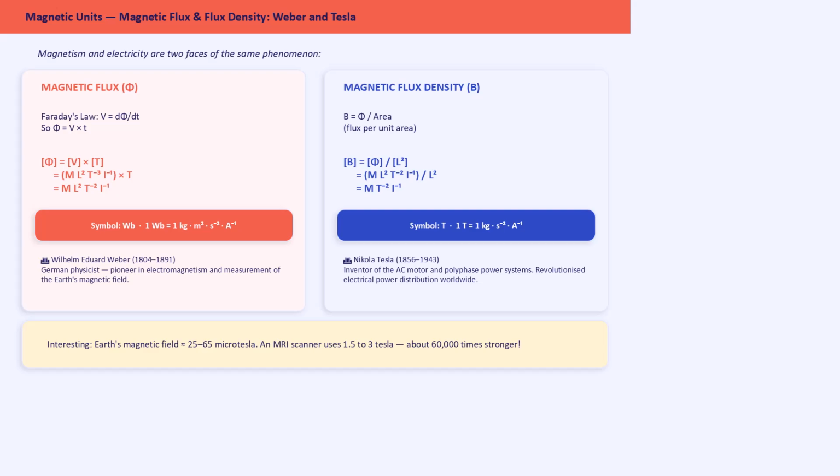The tesla is named after Nikola Tesla, who gave us the alternating current motor and polyphase power systems that distribute electricity across the entire world today. To put 1 tesla in perspective, Earth's own magnetic field is approximately 25 to 65 microtesla. A hospital MRI machine operates at 1.5 to 3 tesla, roughly 60,000 times stronger.